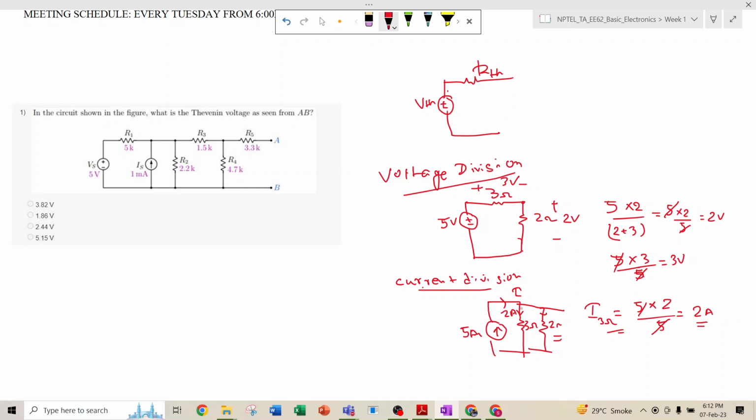And according to the KCL, you know that this node and this node are the same node. So if 2 ampere flows this side, this will come as 3 ampere. You can also find it from the current division rule: I across 2 ohm is nothing but 5 into 3 divided by 5. So it will come to 3 ampere.